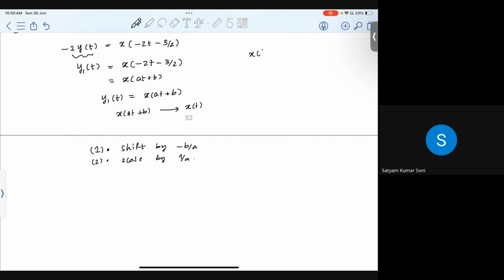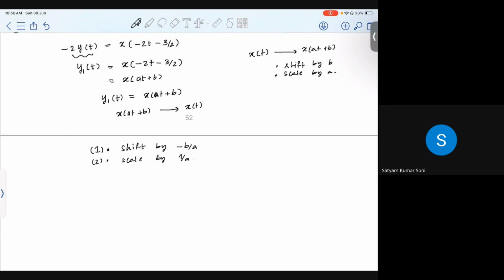Or if you are going from x of t to x of at plus b, I mean, if you are given x of t and you have to find x of at plus b, then the transforms are shift by b and scale by a. So these are the things. Or if you have to go in the reverse direction, then the transforms that you have to apply are first shift by minus b by a and then scale by 1 by a, right?